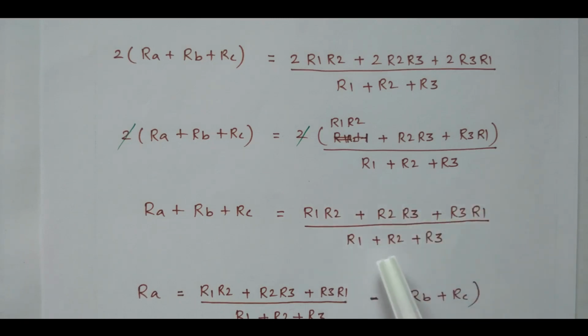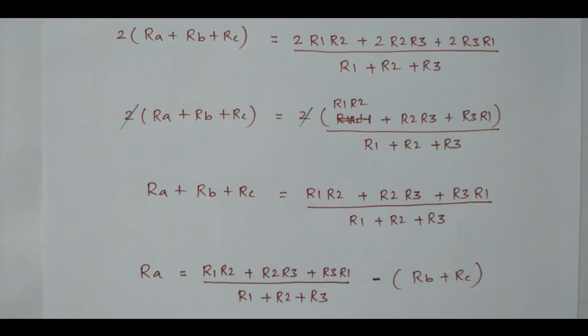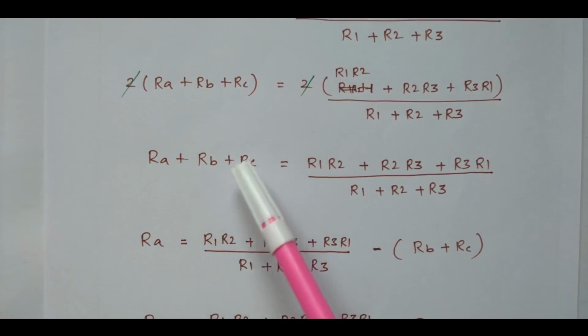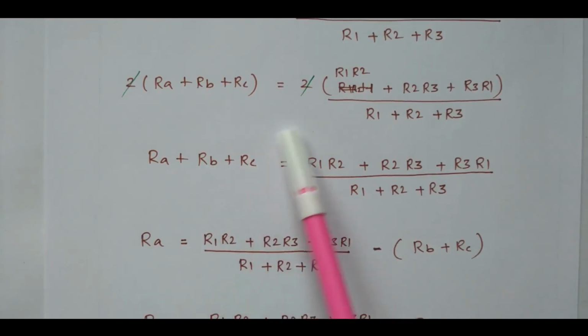divided by R1 plus R2 plus R3. After all simplification we got this. But what we need, only RA. So this is the delta connected, we need to convert into star connected. So RA is needed. So keep this RA, and RB and RC is brought from left hand side to right hand side. So it becomes minus RB RC. So RA equal to this term minus RB plus RC.